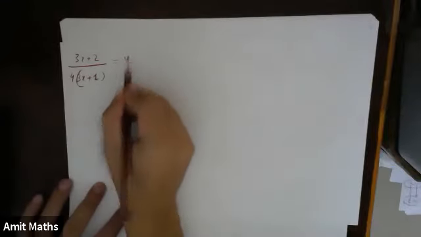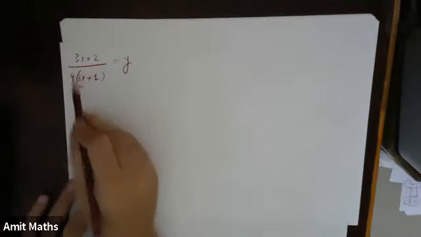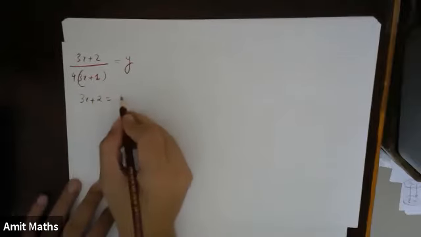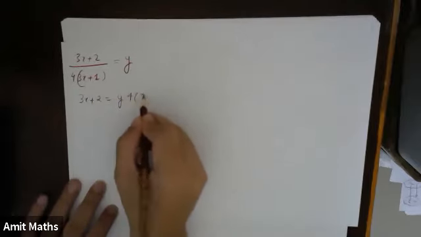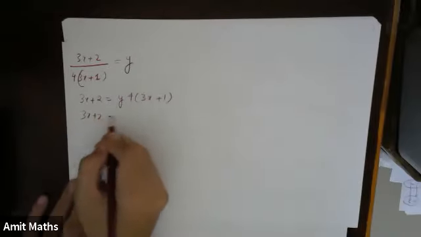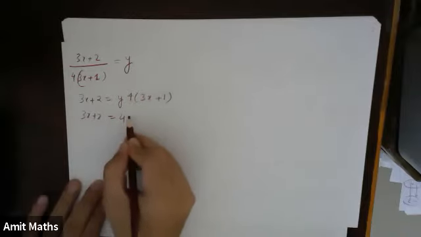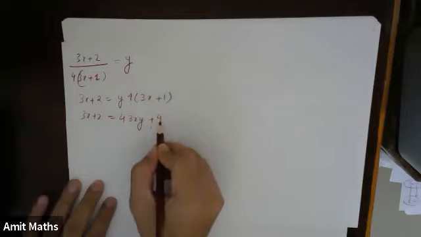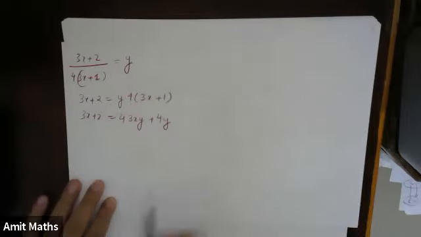So this is equal to y. Again, I will cross multiply. So this becomes 3x plus 2 is equal to y into 4 into 3x plus 1. So this is 3x plus 2 is equal to 4 into 3xy plus 4 into y.